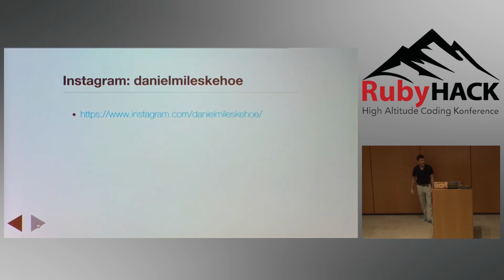Daniel Miles Kehoe, it's the longest name in the world. It's got miles between the Daniel and the Kehoe. I don't know what my parents were thinking.